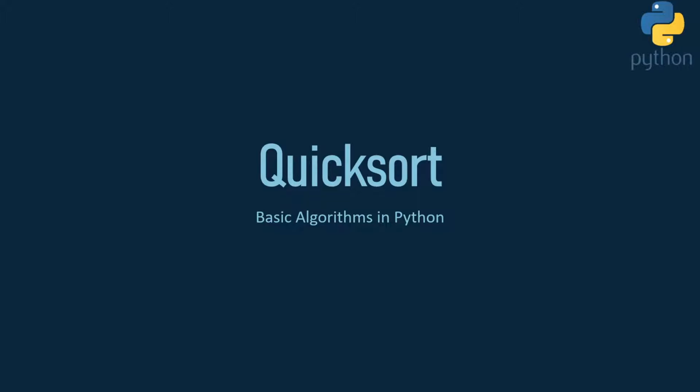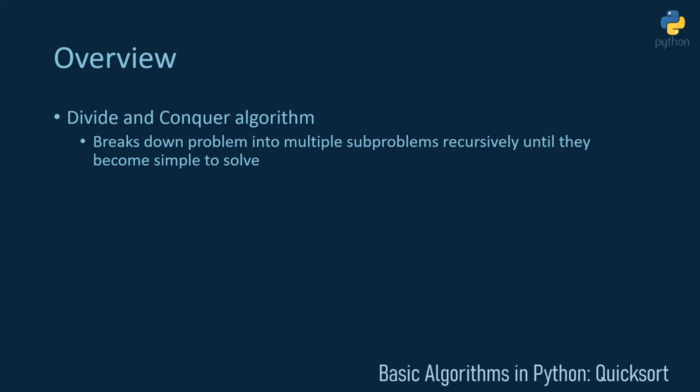Hey everyone, and welcome to this tutorial on Quicksort and how to implement this algorithm in Python. Quicksort is a divide and conquer algorithm. In general, a divide and conquer algorithm breaks down a complex problem into multiple subproblems, and those subproblems recursively into smaller subproblems until those subproblems become very easy to solve, and at the end those solutions are combined to solve the original problem. In a minute you will see how Quicksort implements this principle.